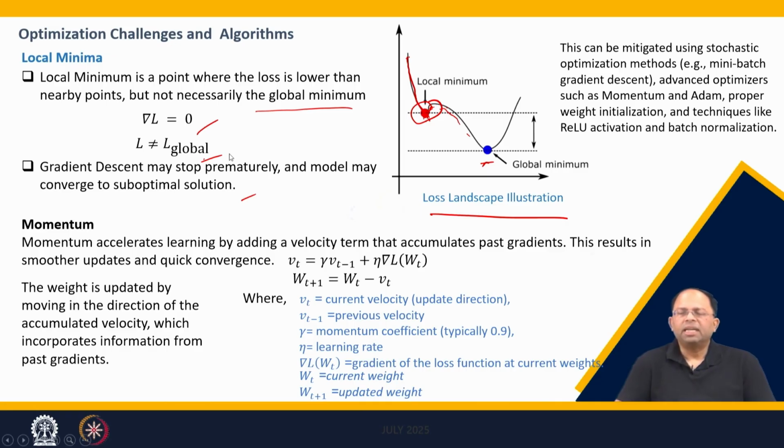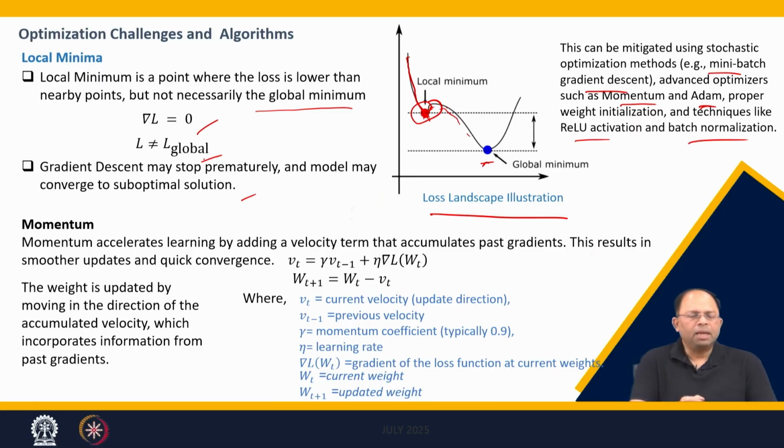This can be mitigated using stochastic optimization methods such as mini batch gradient descent that we were talking about earlier, then advanced optimizers such as momentum and ADAM. In the last lecture we used ADAM, and then proper weight initialization and techniques such as ReLU activation and batch normalization. This we will learn subsequently.